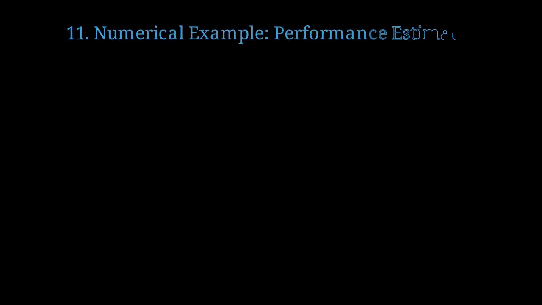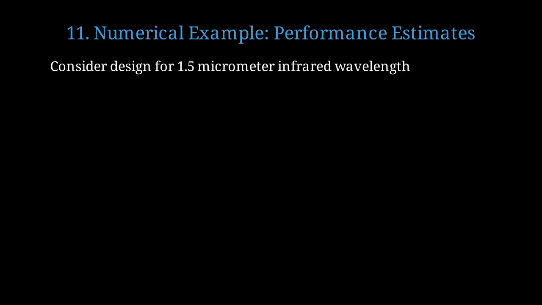Let's work through realistic numbers for a practical negative index metamaterial. Consider a design for telecommunications wavelength at 1.5 micrometers in the near infrared. Our target wavelength lambda equals 1500 nanometers. Unit cell size should be about 250 nanometers, giving cell size over wavelength of about 0.17.